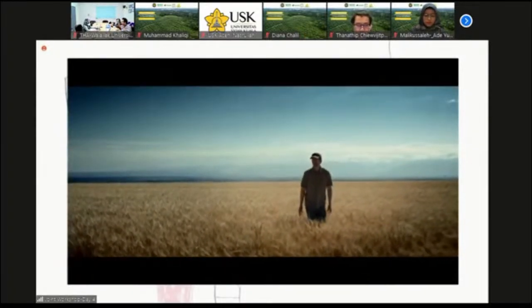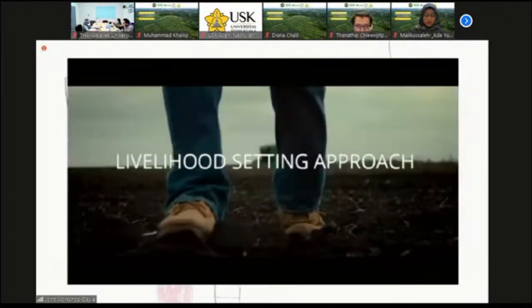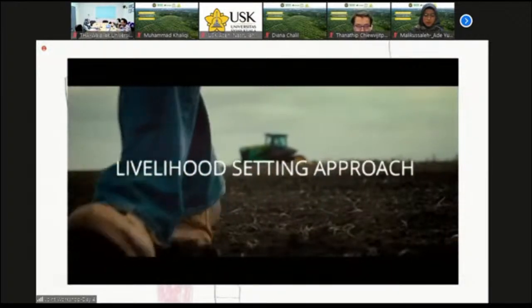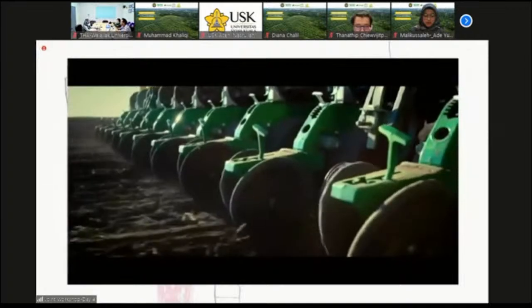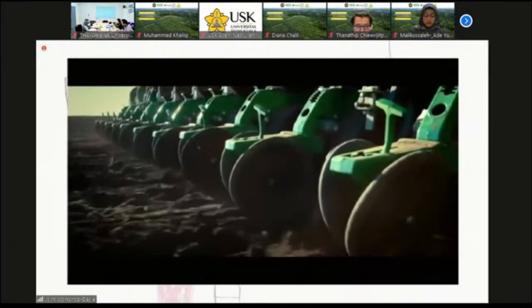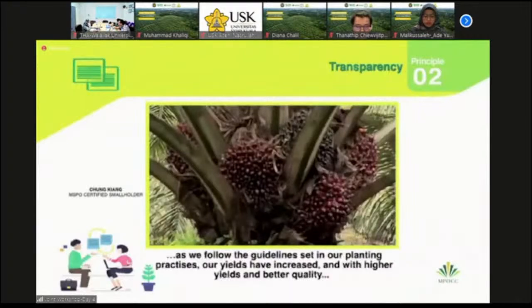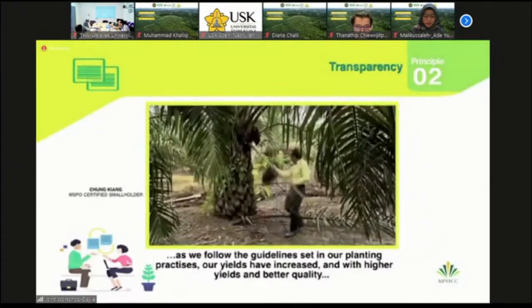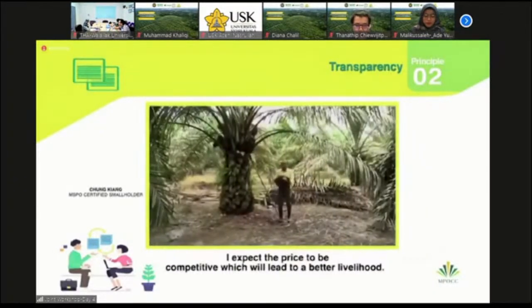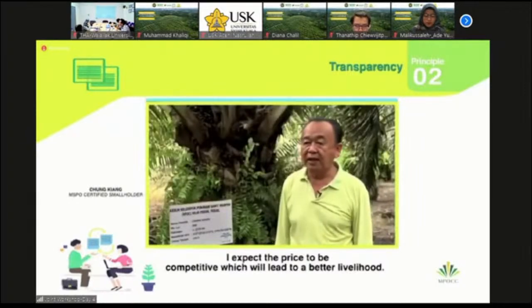Here are some of the possible ways which propose a livelihood setting approach, where the company should invest in the social and human capital of the smallholders through policies and the rewarding of good practices. Through investment in community, capital could bring a positive outcome and improve the smallholder livelihood and also managerial skills.